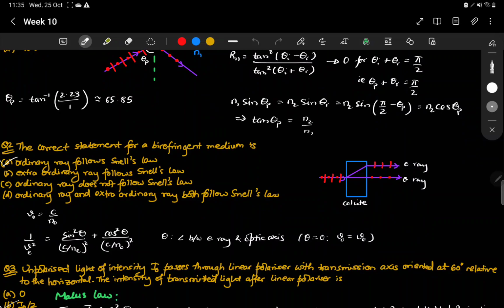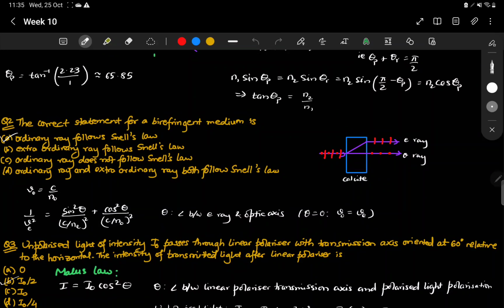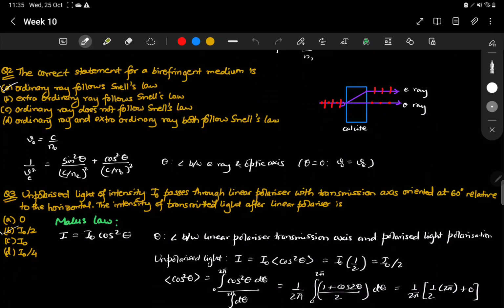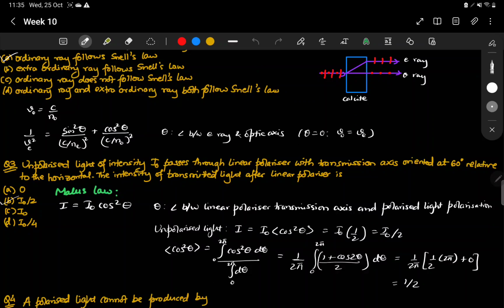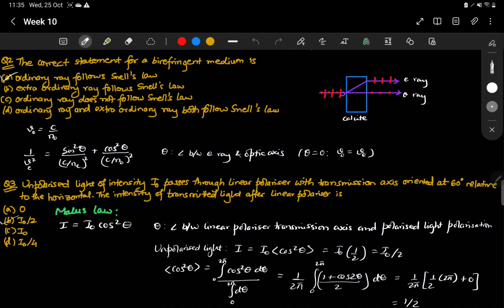In a birefringent medium, the ordinary ray follows Snell's law, while the extraordinary ray does not. A typical example of a birefringent medium is calcite. Here we have just written down the expressions of speed for ordinary and extraordinary rays. Theta is the angle between the E ray and the optic axis, and along the optic axis, the speed for both ordinary and extraordinary rays is the same.